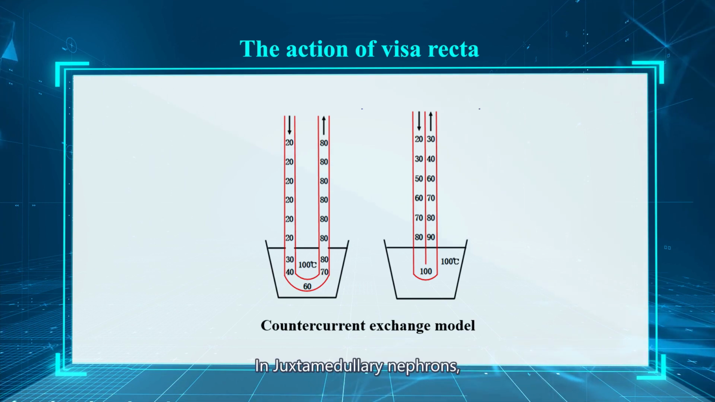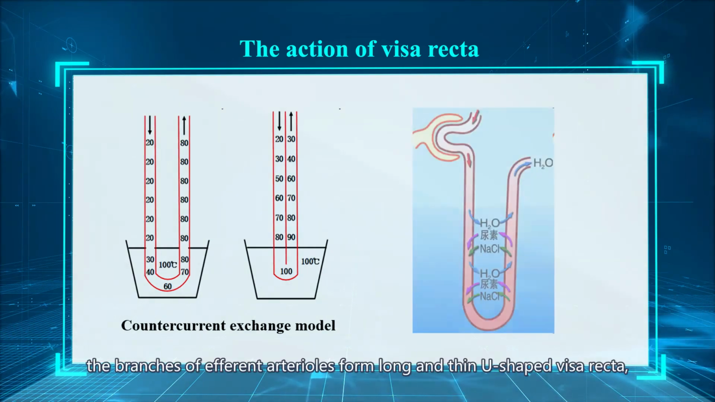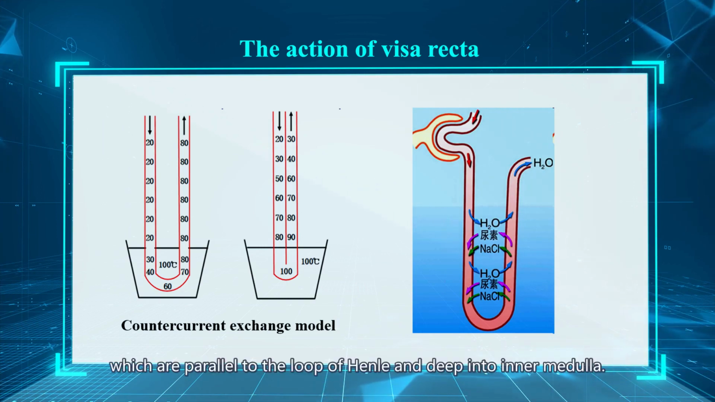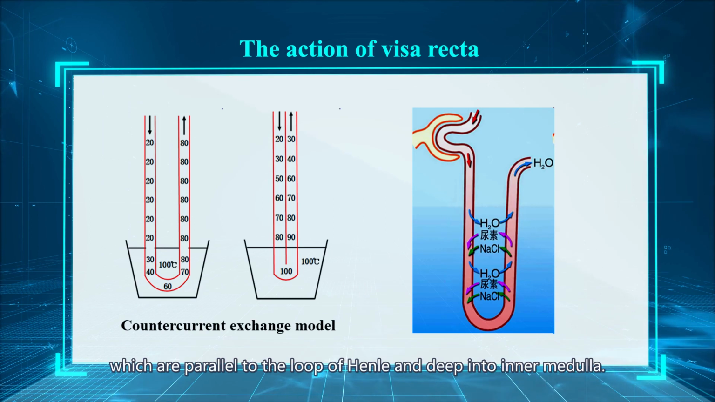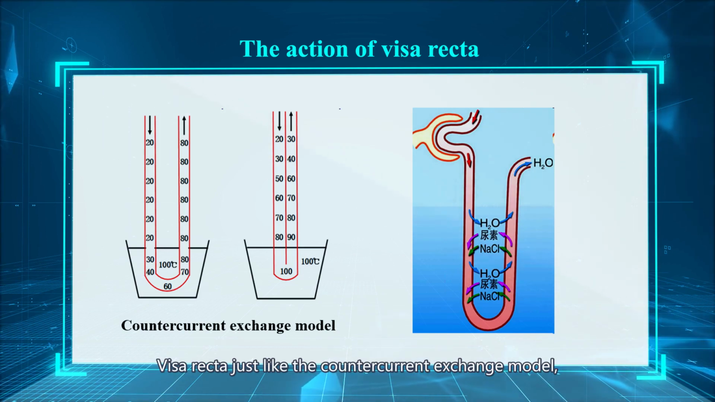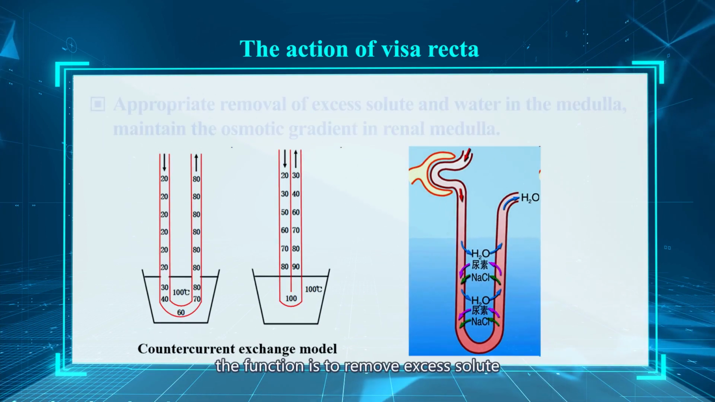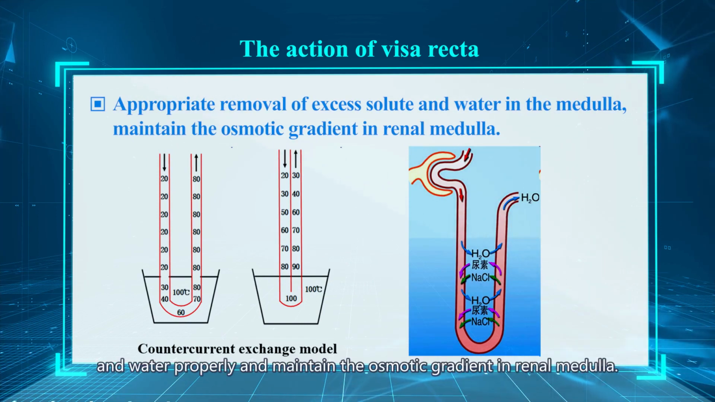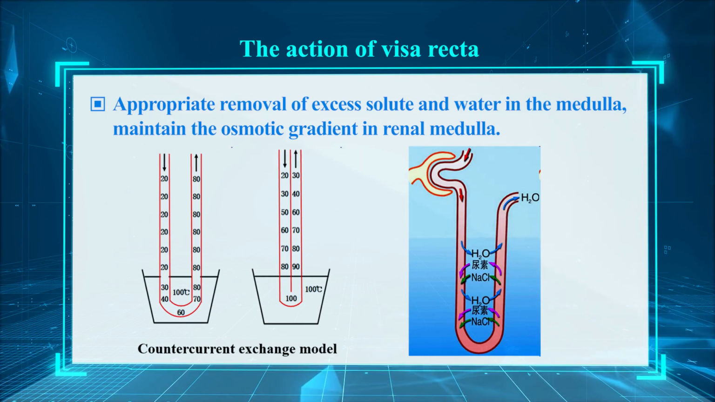In juxtamedullary nephrons, the branches of the efferent arteriole form long and thin U-shaped vasa recta, which are parallel to the loop of Henle and go deep into the inner medulla. Vasa recta work just like the countercurrent exchange model. The function is to remove excess solute and water properly and maintain the osmotic gradient in the renal medulla.